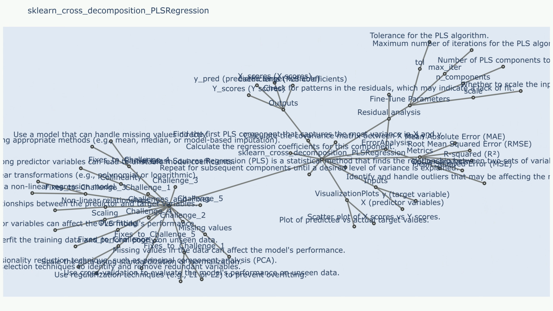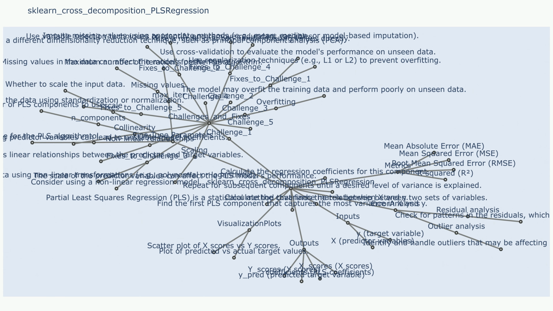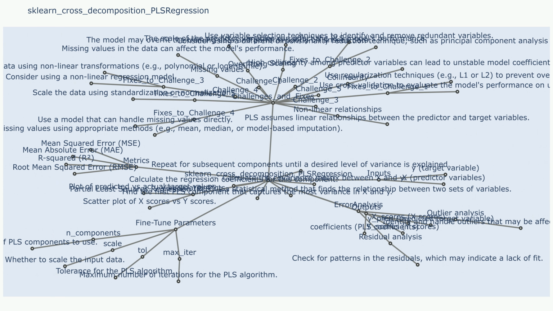Visualization plots: scatterplots of X scores vs Y scores to visualize the relationship between the latent variables. Scree plots showing the singular values, indicating the importance of each component. Fine-tune parameters: n components, the number of latent variables to extract, determining the dimensionality reduction. Scale: whether to scale the data before performing PLS, influencing the impact of variable scales on the results.